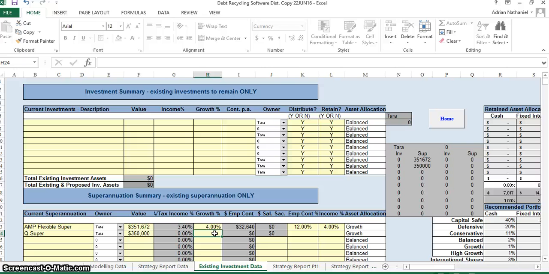Because that's 50-50, balanced would be more. So the top one's 3 and 3, and this one's 4 and 4. We just want to make it 4 and 4 again, don't we? It's a bit hard to say when you don't have the figures. And no employee contributions to that one at all? No. Okay, that's it for super, isn't it?